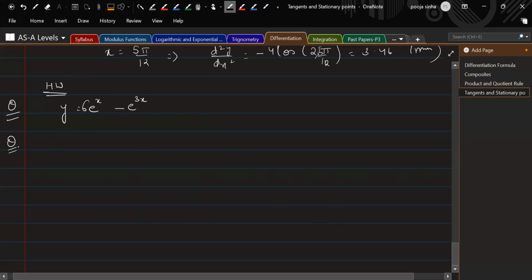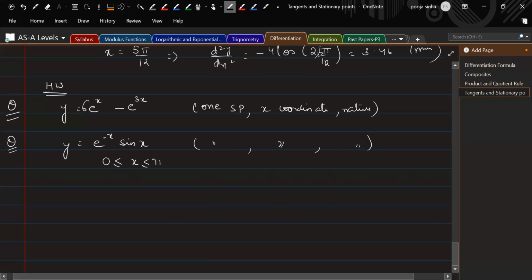Next question: here you find the stationary point, there is only one stationary point. SP means stationary point, x coordinate and nature. Next question: y is equal to e raised to power minus x sin x. Here also one stationary point, x coordinate, nature, and the range given to you is 0 to pi.